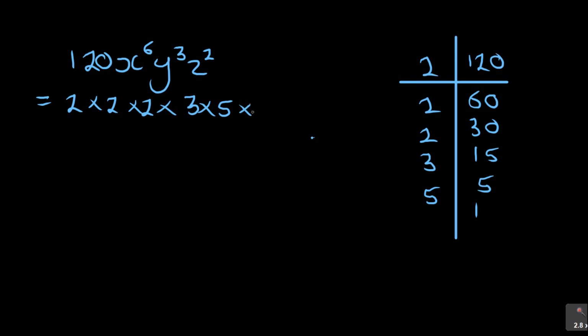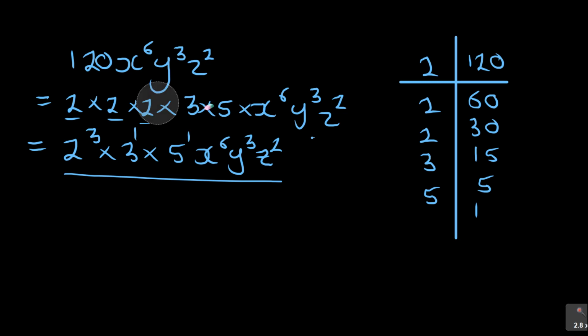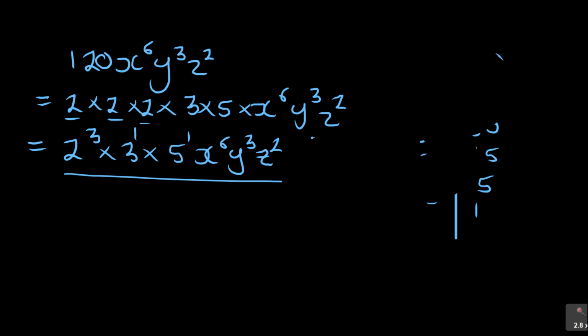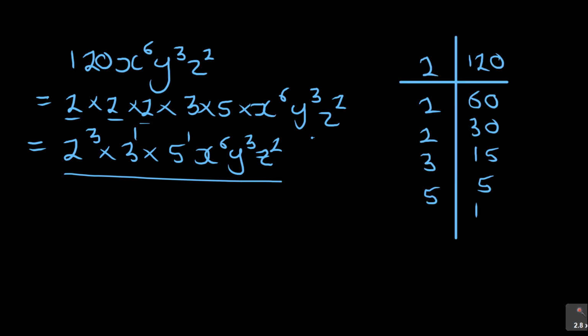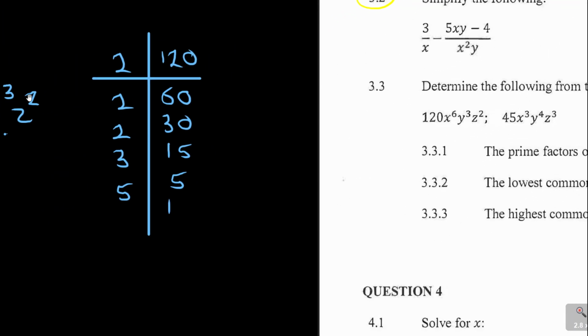Then you say times x to the power 6, y to the power of 3, z to the power of 2. They will mark you like that, but you can recognize that 2 times 2 times 2 is 2 to the power of 3, times 3 times 5, x to the power of 6, y to the power of 3, z to the power of 2. I prefer this one, and I'll tell you why. That is power 1, that is power 1. That is the first one. They will give you that. Let me leave it like this actually. Let me not remove that. That's the first one. What about the other one? 45x cubed. Let me write it down here.